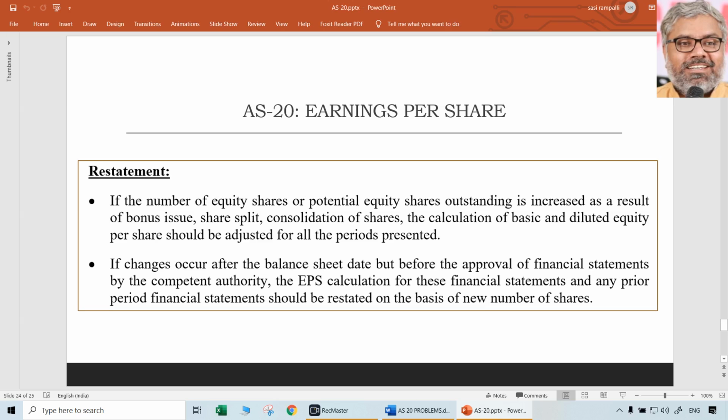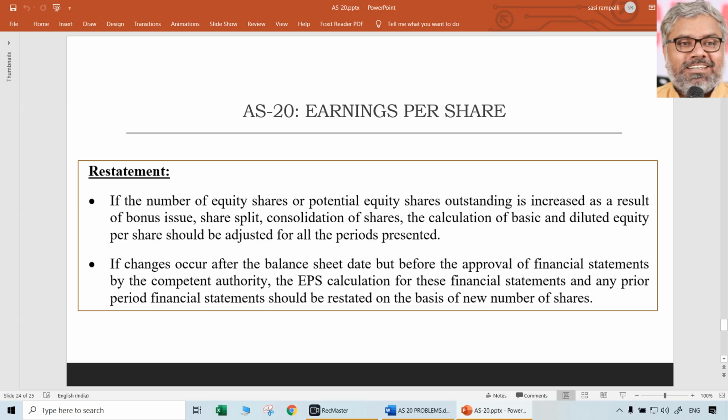It has nothing to do with any recording. It has nothing to do with any kind of accounting. No such things are there in AS 20. So while presenting, naturally we will present at least 2 years financial statements side by side comparatively, so that the prior year's financial statement also has to be restated with its EPS.